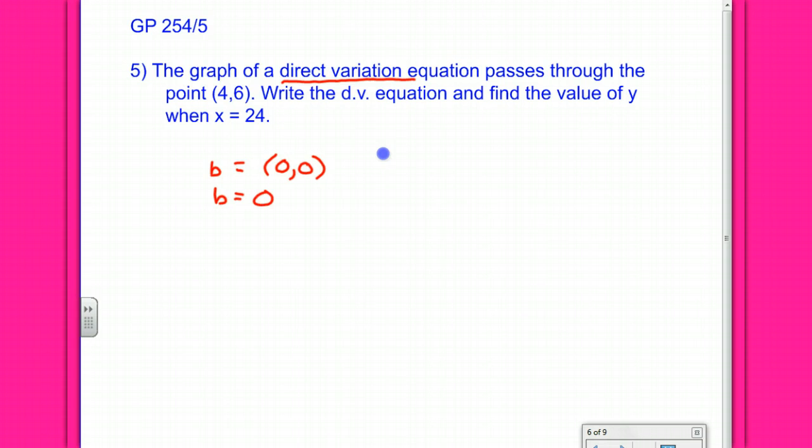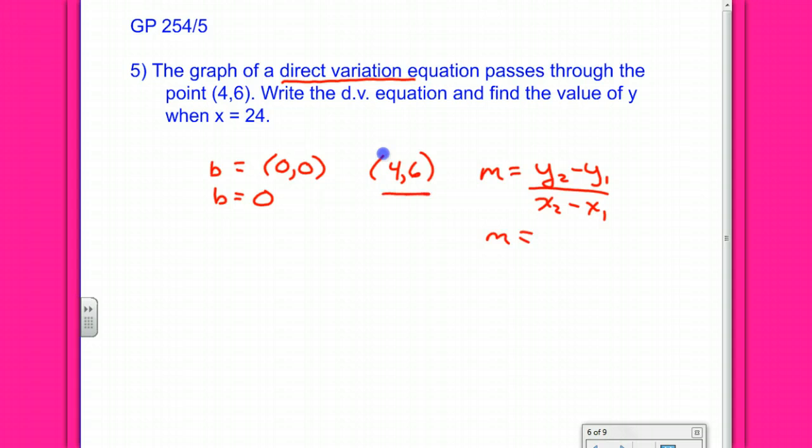And so we actually know 2 points, don't we? We know (0, 0), and we know (4, 6). So could we find slope? Absolutely we can, right? We can use our slope formula: y2 minus y1 over x2 minus x1. So let's go ahead and plug in (4, 6) as our second point. So 6 minus 0 over 4 minus 0, right?